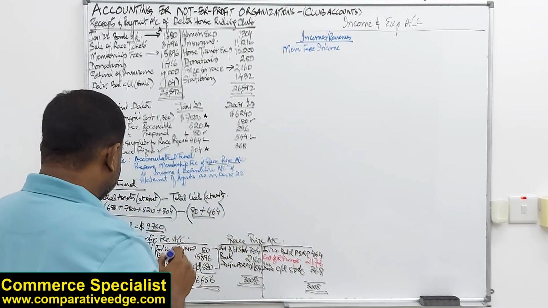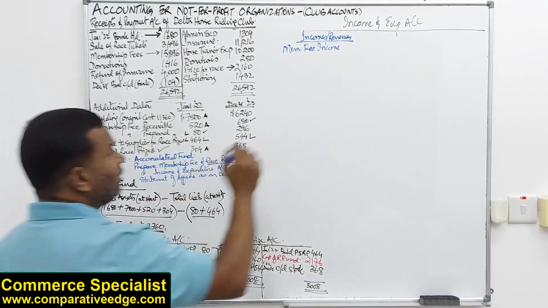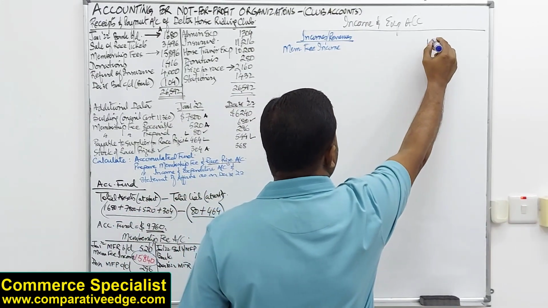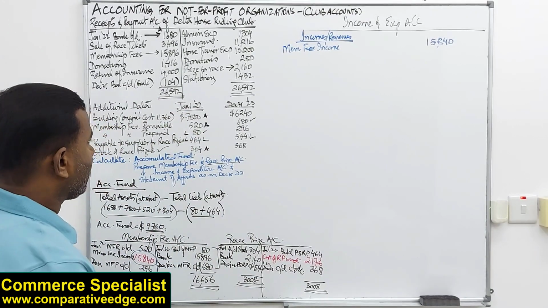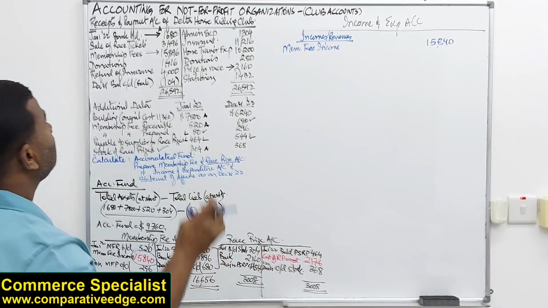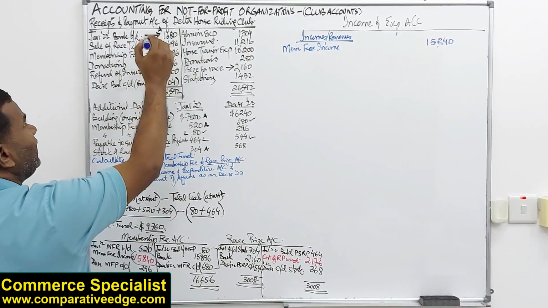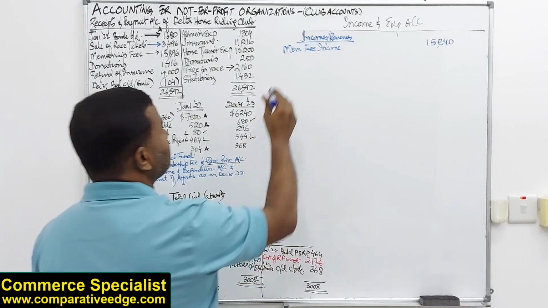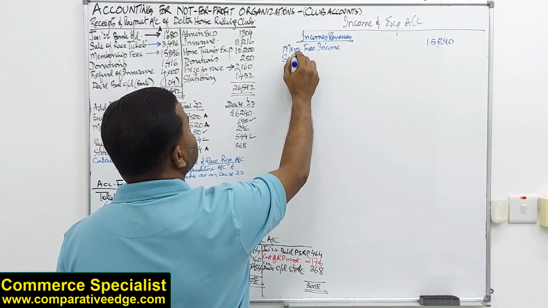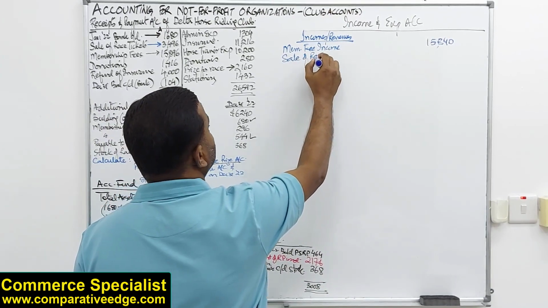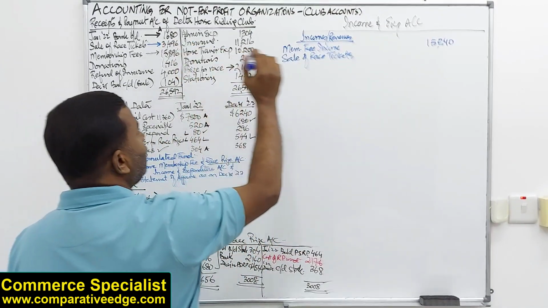Now if you look, we got this from the membership fee account. Can you see this? 15,840 is the membership fee income for the current year. If you look at the receipt side, you also sold some race tickets and this is also your income, 3,496. So I'm writing here sale of race tickets, which is 3,496.